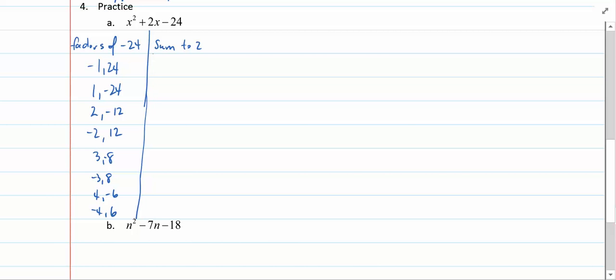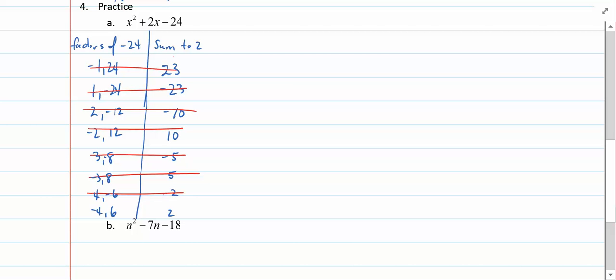We need to verify those that add, or sum, to equal positive 2. In this first case, we have a sum of 23. In the second case, we have a sum of negative 23. Next, we have negative 10, then positive 10, negative 5, positive 5, negative 2, positive 2. That's the sum of all of these factor pairs. Only one works, however, to sum to a positive 2, and it happens to be the very last one that we investigated here in this set.